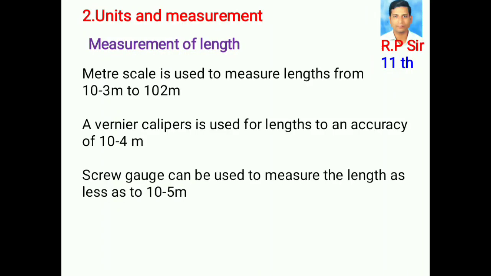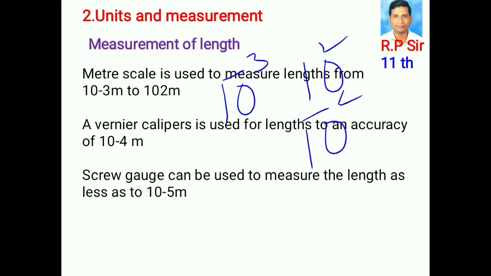Measurement of length. A meter scale is used to measure lengths from 10 power minus 3 meters to 10 power 2 meters. A vernier calipers is used for lengths to an accuracy of 10 power minus 4 meters. A screw gauge can be used to measure lengths as small as 10 power minus 5 meters.